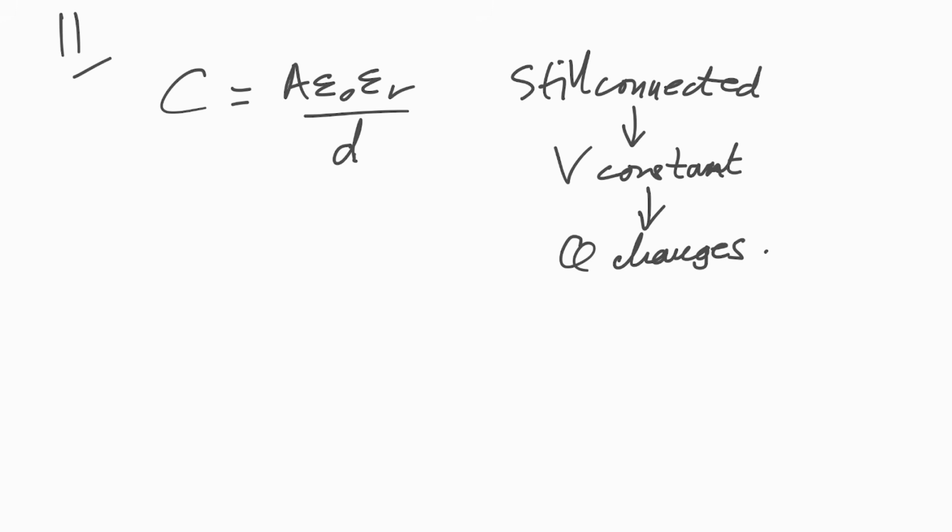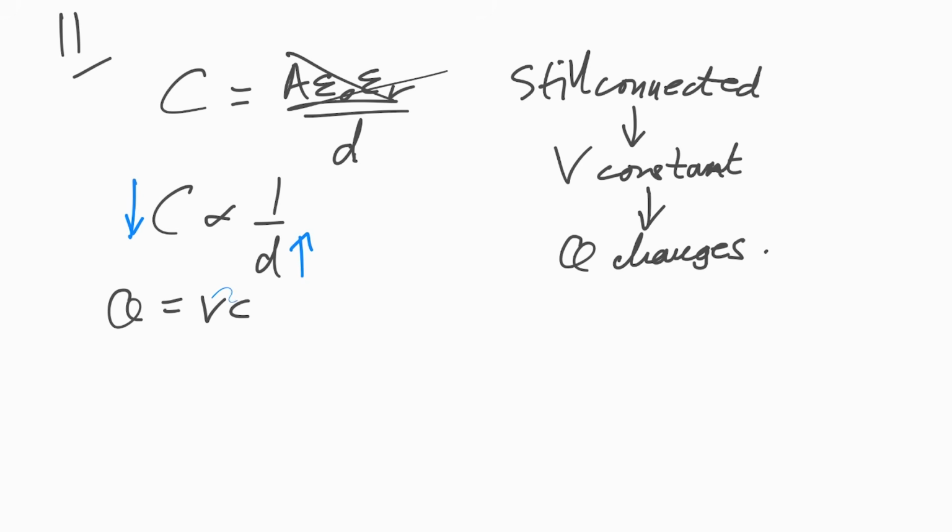Okay, so what's happening? Well, we can see that C is proportional to 1 over d. None of these are changing on the top here. So therefore, if d goes up, separation goes up, capacitance goes down. And we can see that if Q is equal to VC, then that means that if V is staying the same, like we said, C goes down, so does Q. So there we go. Let's have a look at our answers then. A, a decrease in potential difference. No, V has to stay the same if they're still connected to the battery. B, a decrease in the charge held. Yes, our answer is B.